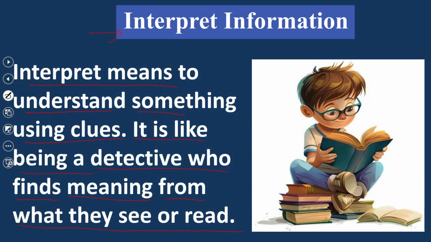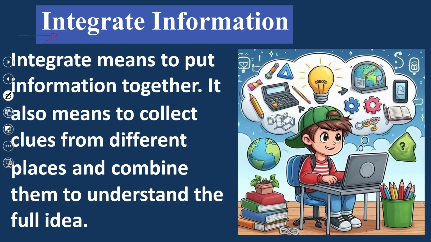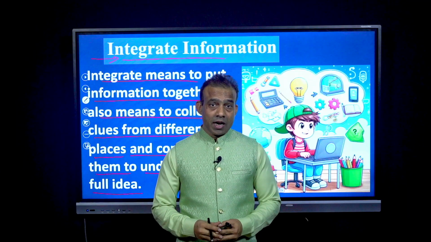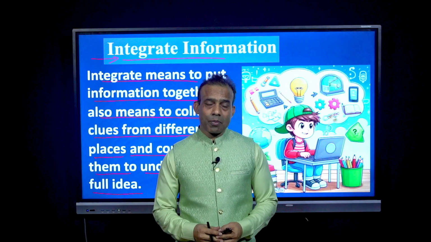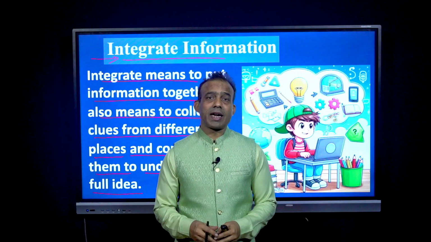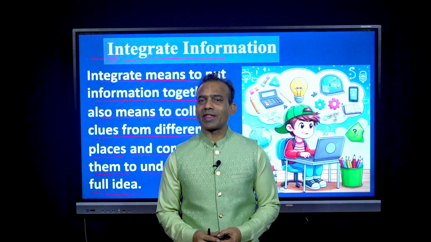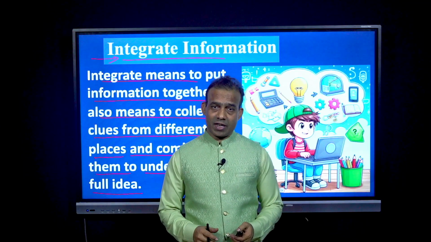Now, move to the next point. After locating, after knowing about the information, the next stage is to integrate information. Integrate means to put information together, also to collect clues from different places and combine them to understand the full idea. So, it is clear from these two points that first we have to interpret. Interpret means understand. With the help of clues, we understand some part of the story, and after that we will integrate all the clues, all the points, to understand the full idea of the story or the text.